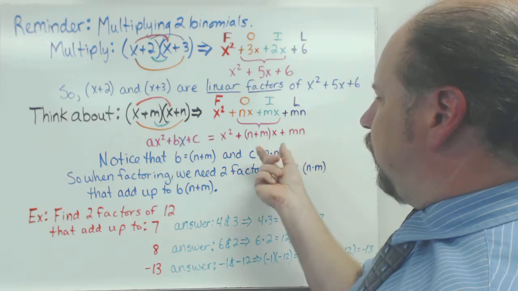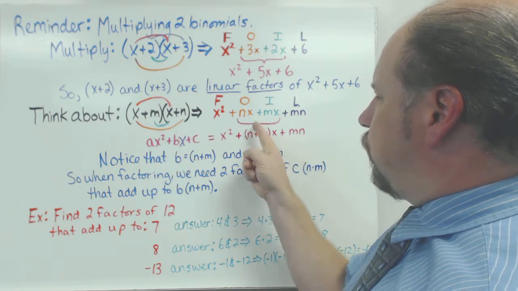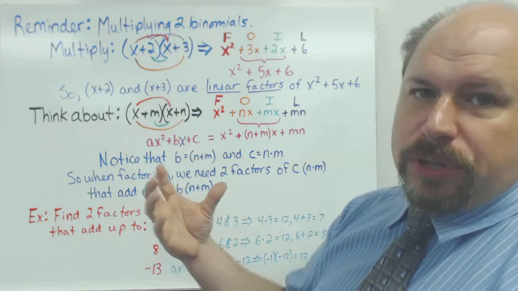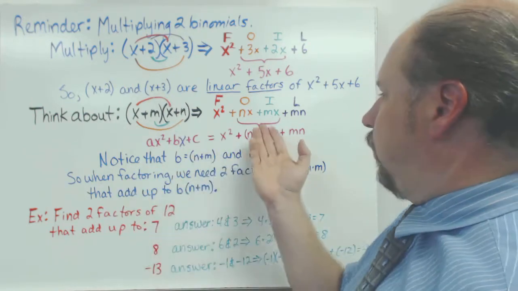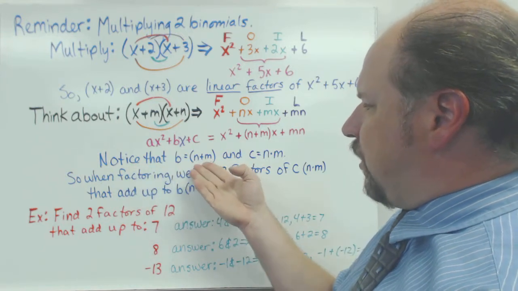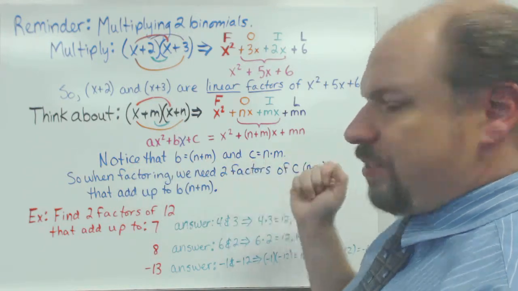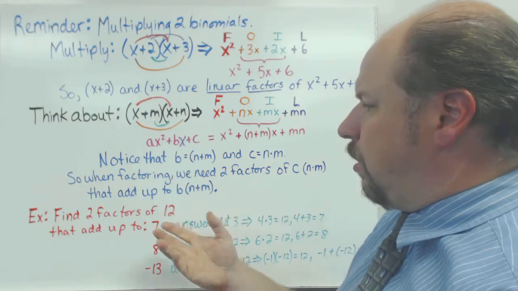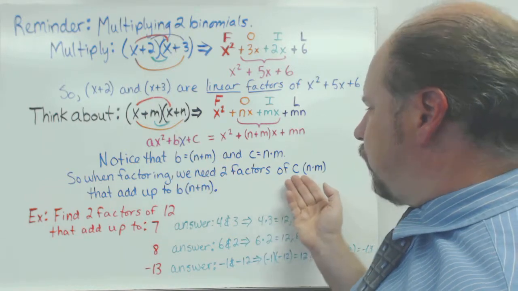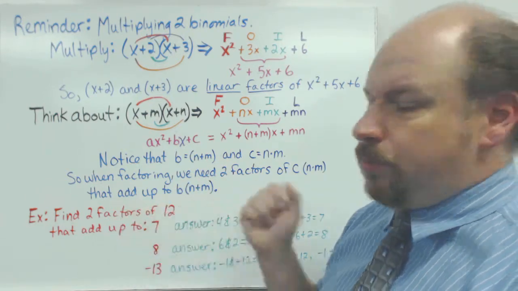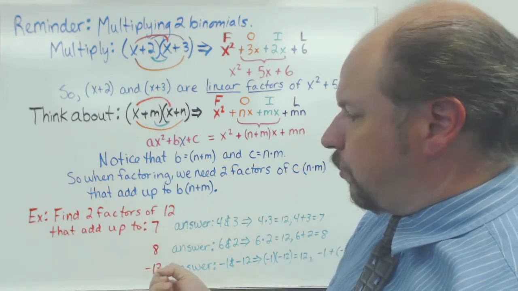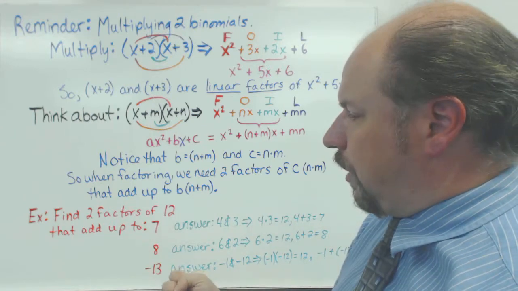Okay, because we multiplied these and here we added them. So remember, when we have something, say 2x plus 3x, we just add the 2 and the 3 and keep the x. So that's what this is showing you here. Notice that b is equal to n plus m, and c is equal to n times m. So when factoring, we need two factors of c that add up to b. Here are a couple of examples with just some numbers that might help you start thinking in that direction.